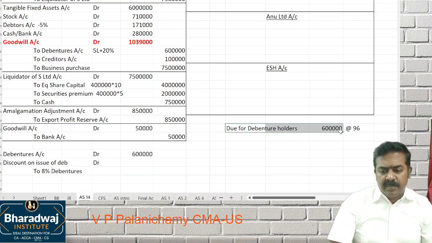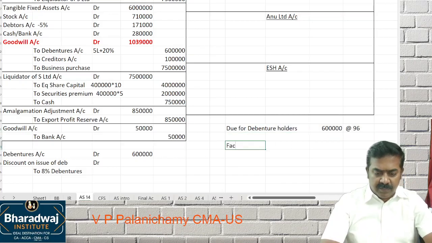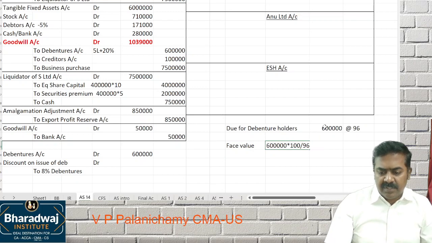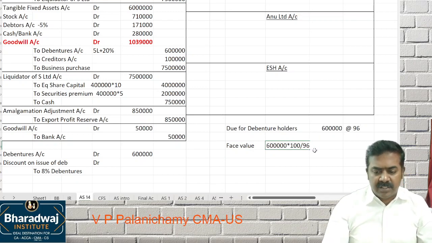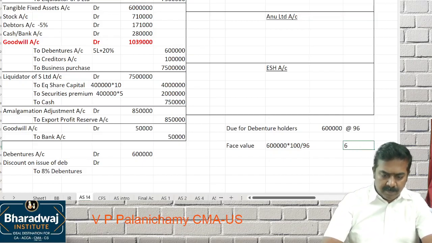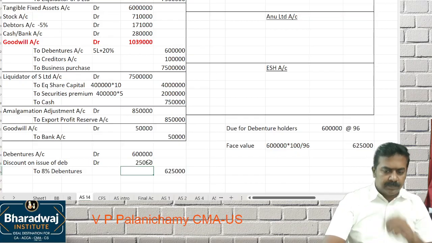We are allotting debentures at what? 96. So what would have been the face value? Face value would have been 6 lakhs into 100 by 96. How 100 by 96? If 6 lakhs is discharged at 96, what is the face value? 6 lakhs 25,000 is the face value. So to debentures 6 lakhs 25,000 face value we give. Discount on debentures will be 25,000.